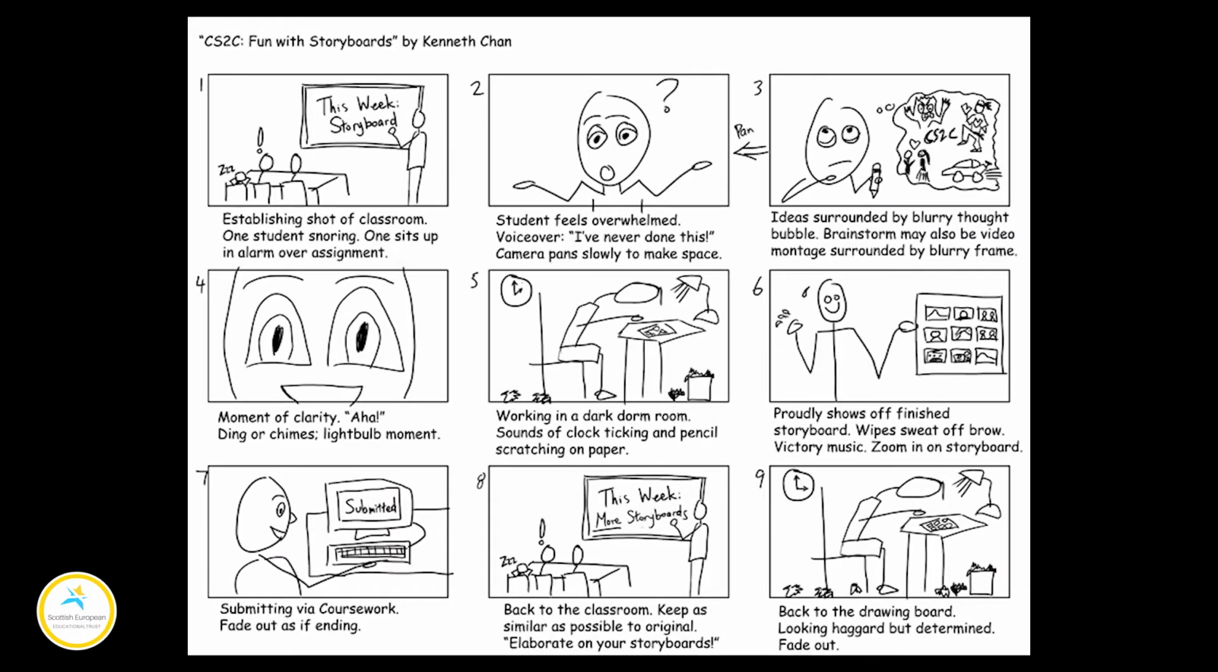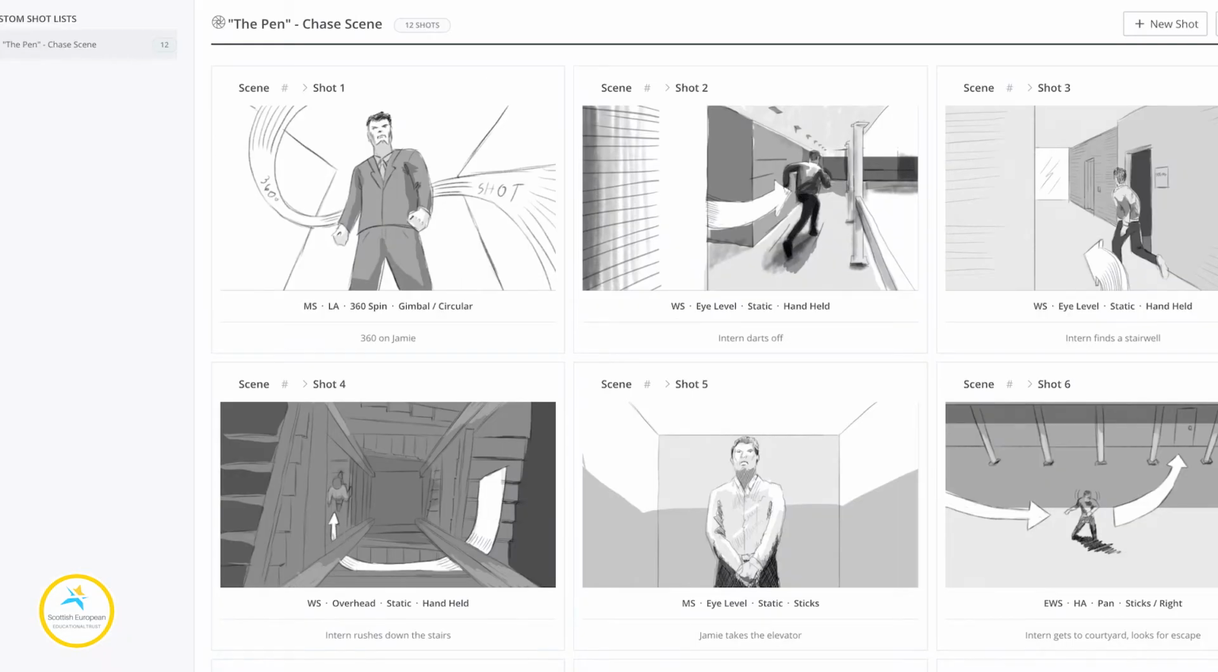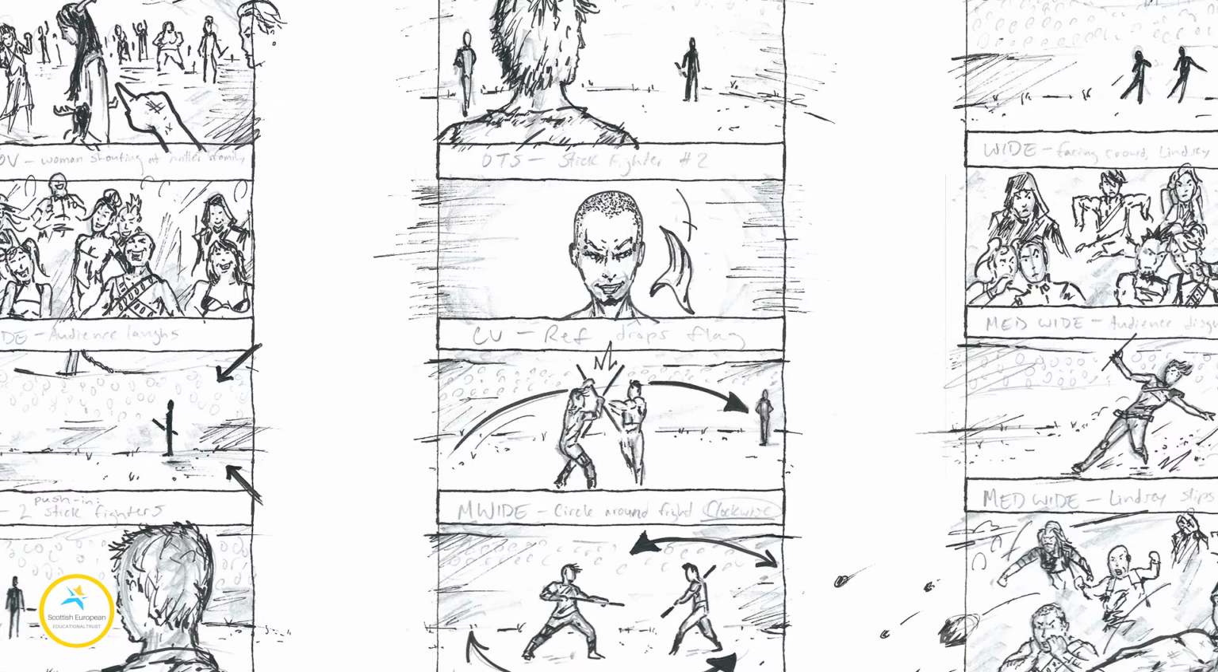So let's look at some good examples of a storyboard. Shot 4 shows a big close-up of this character, and underneath it says a moment of clarity. That's important. More sophisticated storyboards show all sorts of detail of movement, they are annotated, and they give the filmmaker a really good guide on what they are going to shoot.